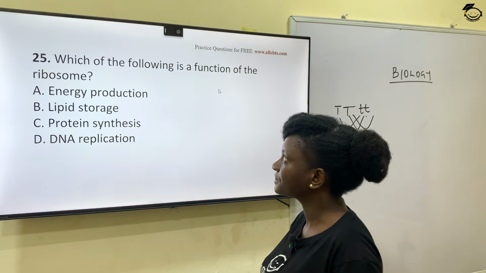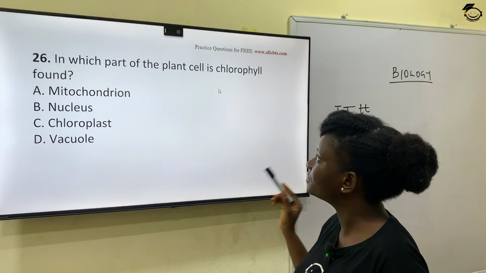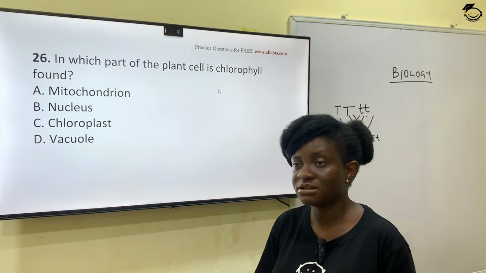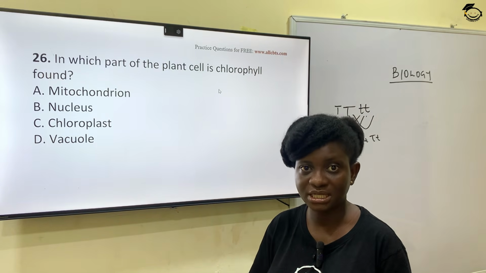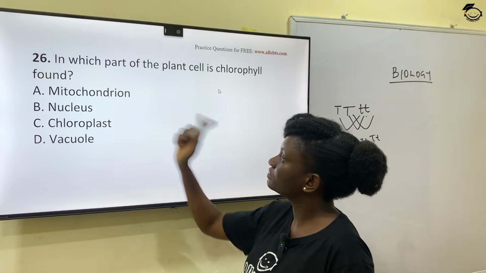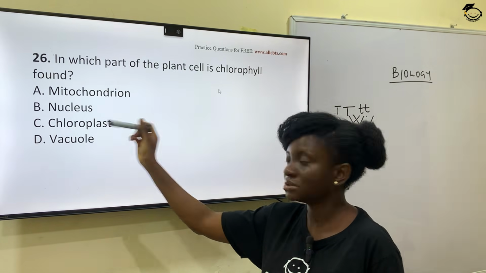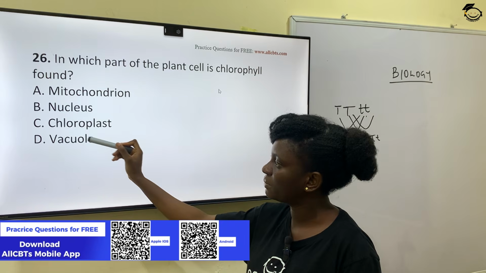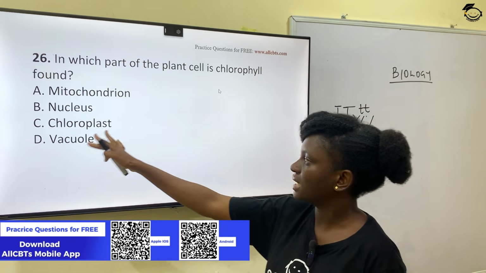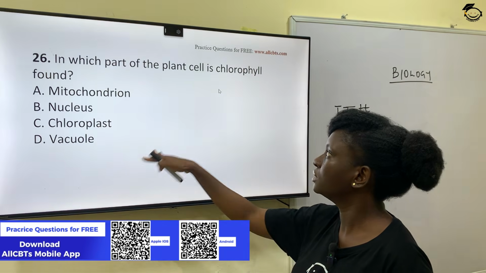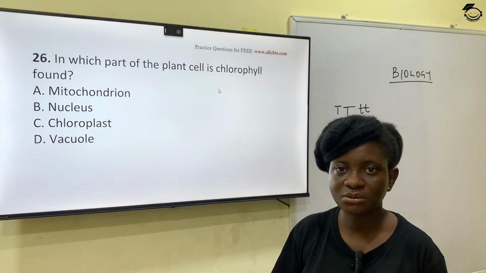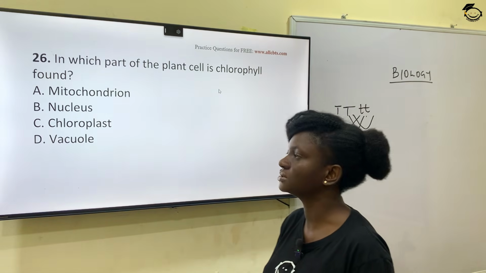Question 26. In which part of the plant cell is chlorophyll found? Chlorophyll is found in the leaf area, and in the chloroplast actually. So A, mitochondrion, B, nucleus, C, chloroplast, D, vacuole. So the correct answer here is chloroplast. Chloroplast is the part of the plant cell in which chlorophyll is found.